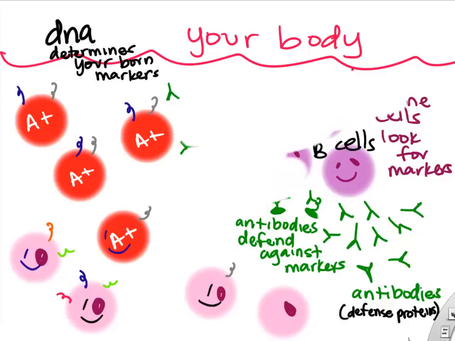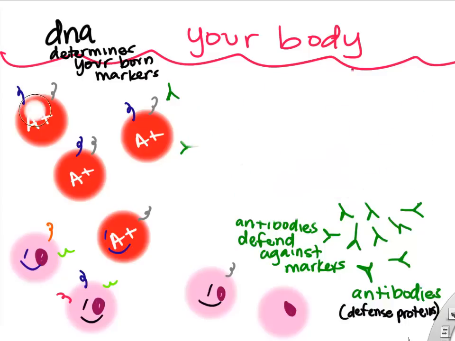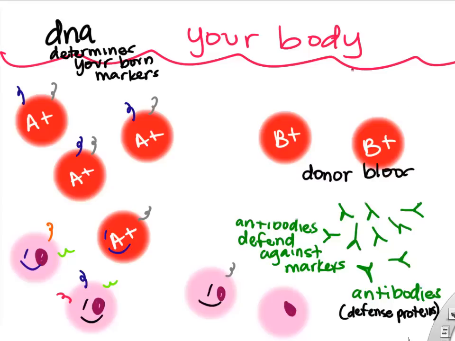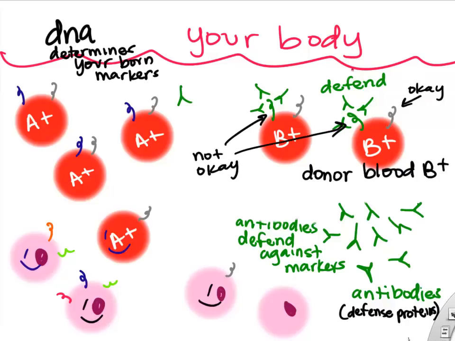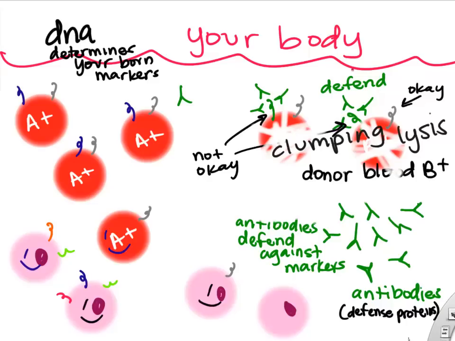So let's say you're given donor red blood cells that are B positive. B positive red blood cells have the B marker and the Rh marker. Now you're born with the Rh marker in this example, so your body would ignore that. But you've got those B defense antibodies which will recognize the B marker on those red blood cells and cause clumping and possible destruction of those red blood cells. So you can see in this case this would be a mismatch, giving the A positive person B positive blood.